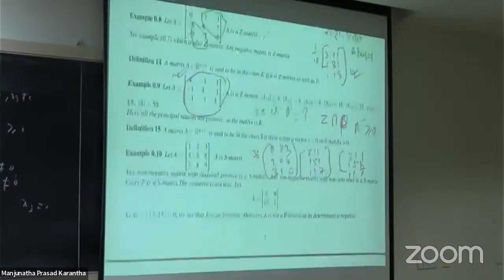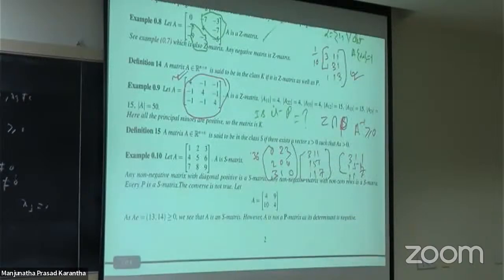A is equal to 2, 2, 3, 1 in the first row; 3, 4, 2, 3, 1 in the second row; and start with 3, 4, 3, 1. You are saying this. Is it a P matrix? It is not a P matrix. No, I won't say P matrix, a non-negative P matrix. So you are getting a counter example.